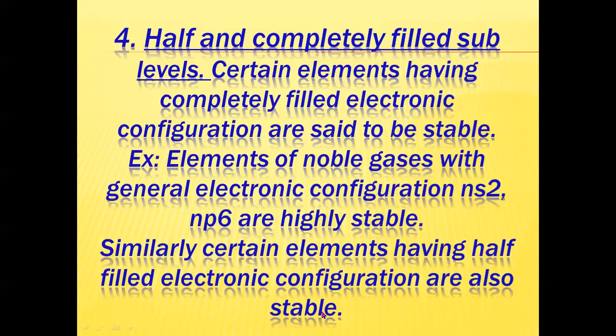Now the fourth principle or rule which we have to follow to write the correct electronic configuration is called half-filled and completely filled sublevels. Generally, if we observe the properties of elements in the periodic table, especially chemical properties, we can understand that elements which are very stable and stable will have either half-filled or completely filled electronic configuration.